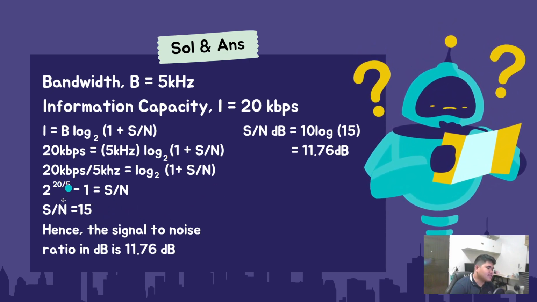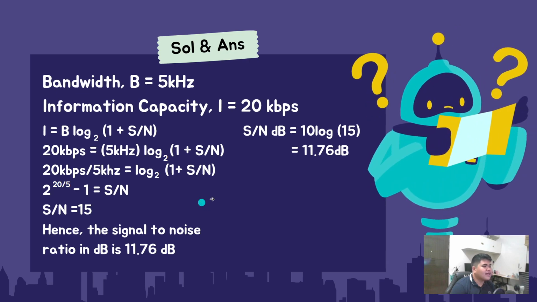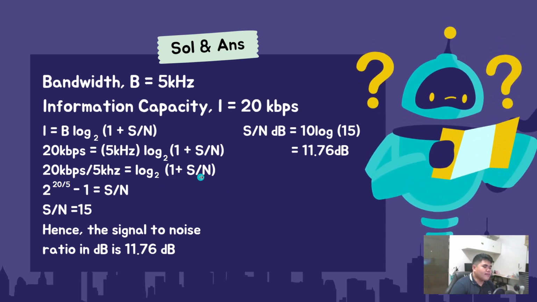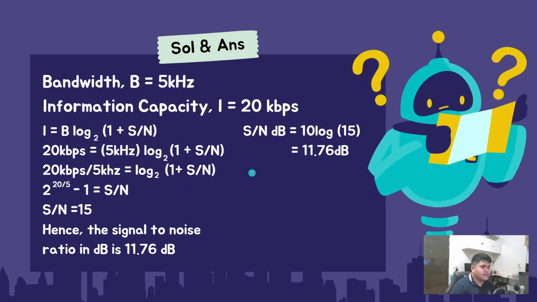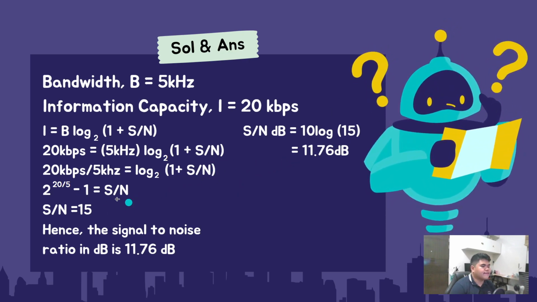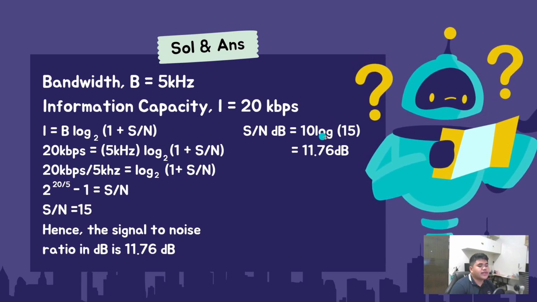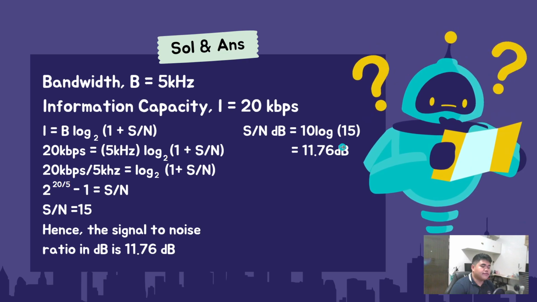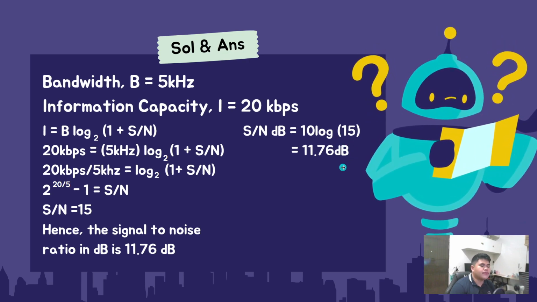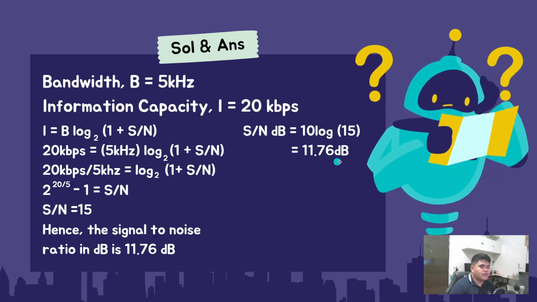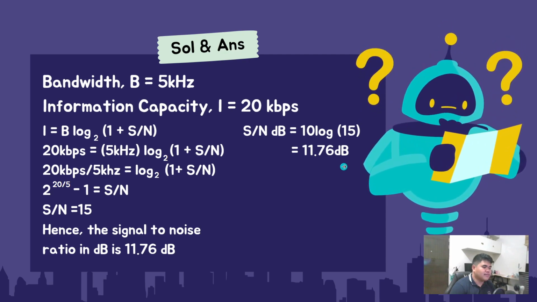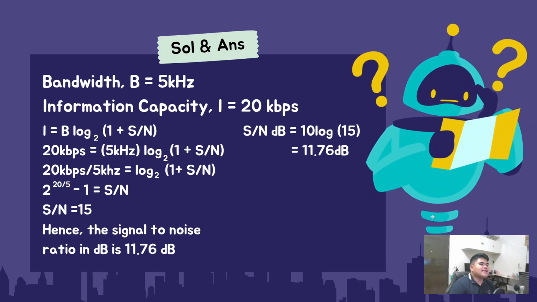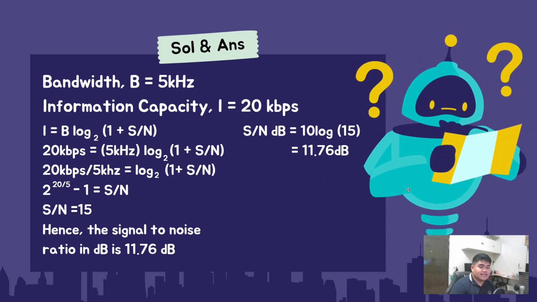However, this 15 is in unitless form, and the question is asking for the form in which it is in decibels. Hence, we plug in 15 to 10 log of S over N, which is 10 log 15, and then we solve for it, which becomes 11.76 decibels. Hence, the signal to noise ratio in decibels is 11.76 decibels.